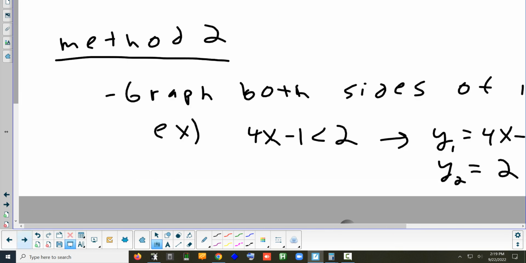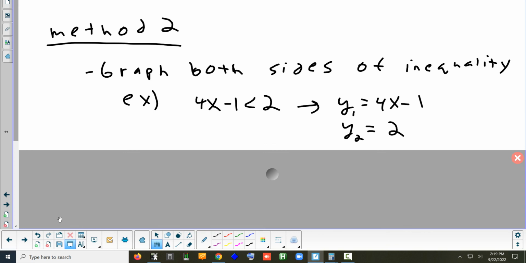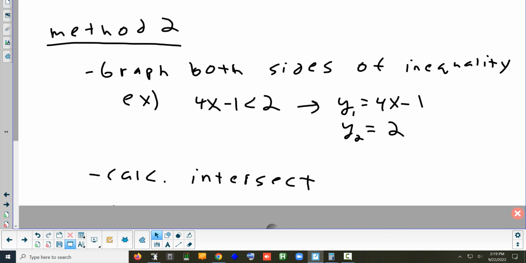The second method is, instead of getting 0 on one side, you just leave it the way it is. Leave the 4x minus 1 on the left. Leave the 2 on the right. And what we're going to do this time is put the left side in y1, put the right side in y2. And we're not going to calculate a 0. This time we're going to calculate an intersect. We're going to get the same answer. It's just a different way to do it.